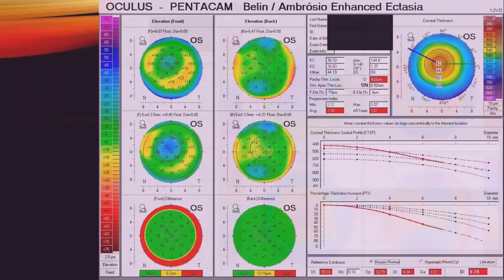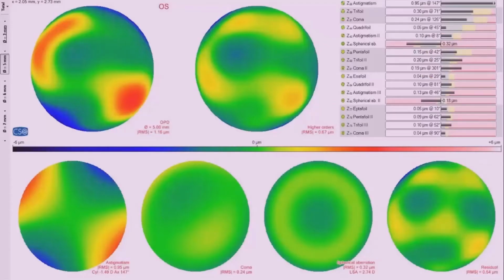Here is the Belin-Ambrosio. We can see no posterior elevation in the lower right bottom picture. And this was the wavefront. The coma aberration is 0.24, which is normal, and the spherical aberration 0.32, again normal.